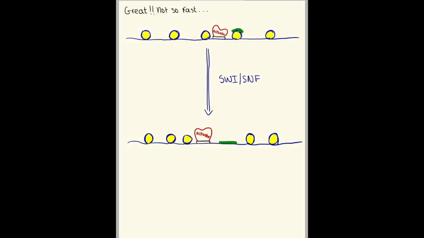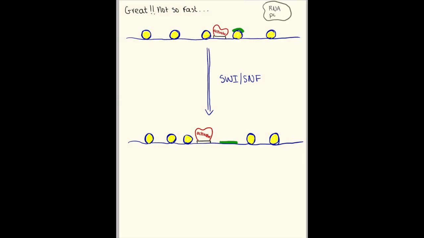Great, we have solved the problem. The activator can now bind to the DNA and transcription can move forward. But wait, not so fast. There's another problem. What happens if the gene's core promoter is wrapped around the nucleosome? This means that the correct DNA sequence is all wound up and cannot be accessed.